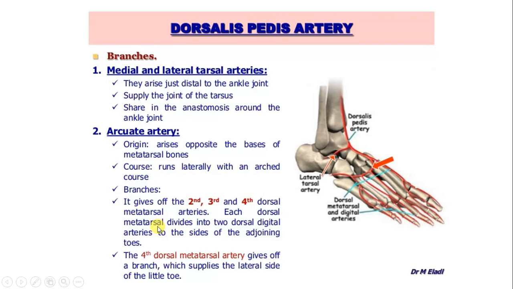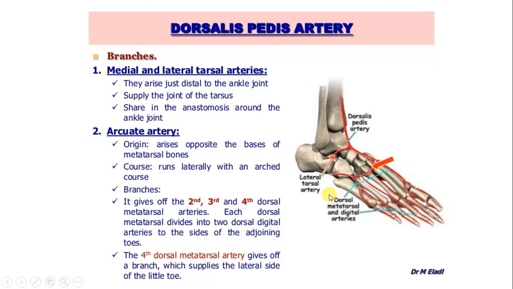Second, third and fourth dorsal metatarsal arteries. The fourth dorsal metatarsal gives off a branch which supplies the lateral side of the little toe, the fifth toe. So here is the main branch, here are the genicular and tarsal branches, which supply the tarsal bones and the ankle joint. But here is the arcuate artery.